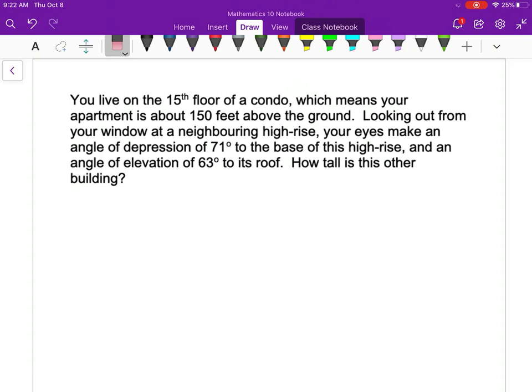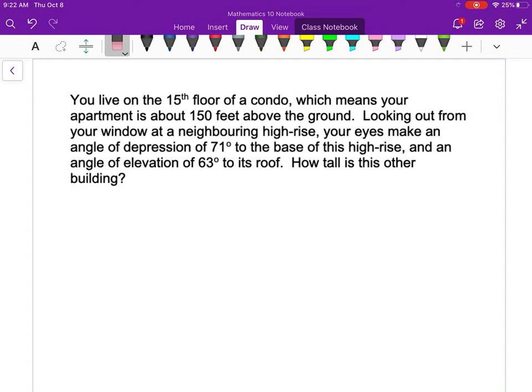All right, so you live on the 15th floor of a condo, which means your apartment is about 150 feet above the ground. Looking out from your window at a neighboring high-rise, your eye is making an angle of depression of 71 degrees to the base of the high-rise and an angle of elevation of 63 degrees to its roof. How tall is the other building?